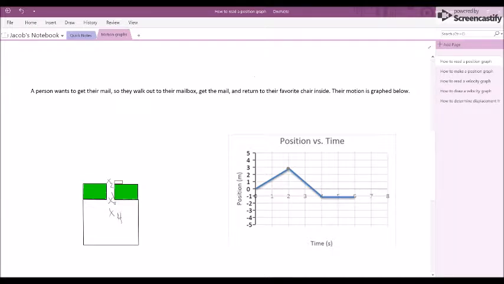Okay. I move forward because it's a positive slope. Negative slope, I move backwards. And then here I've found my chair or whatever it is, and I stay still. Okay. Positive velocity, negative velocity, zero velocity because I'm not moving.